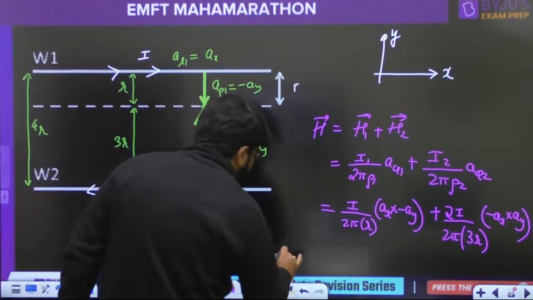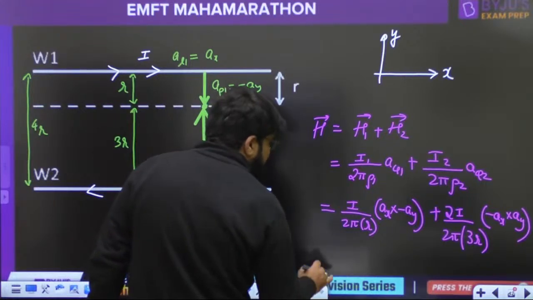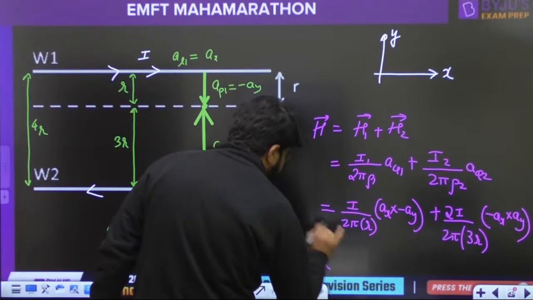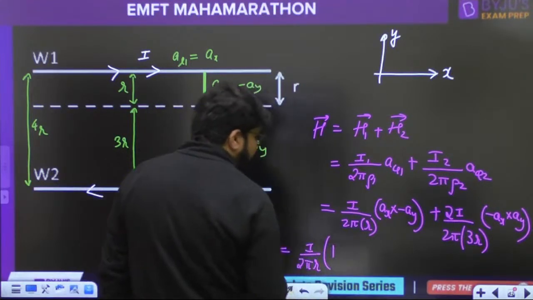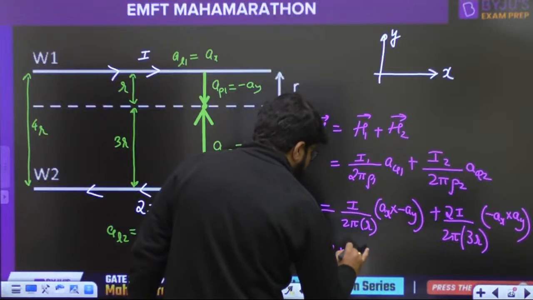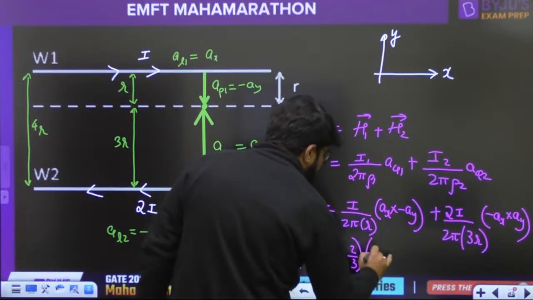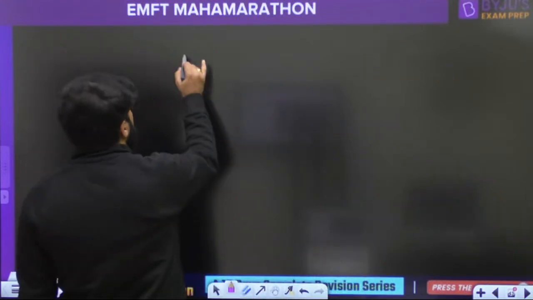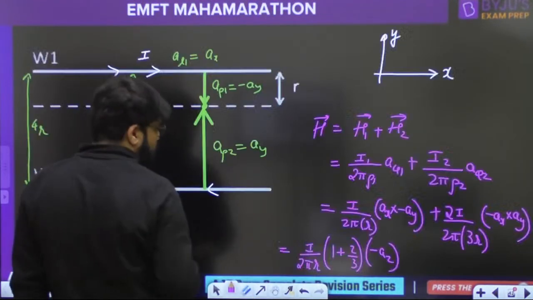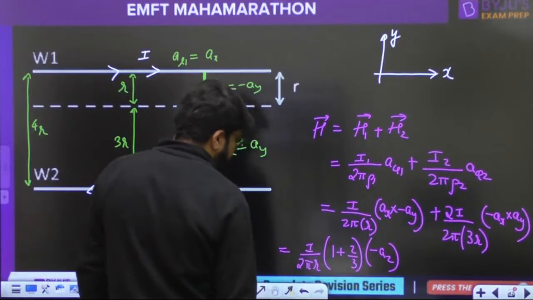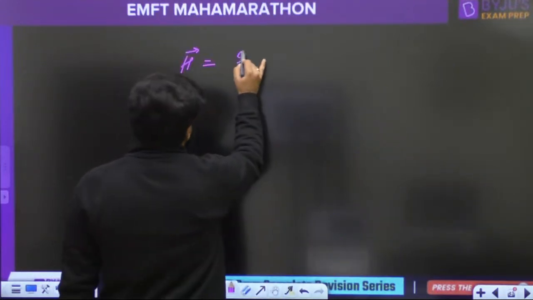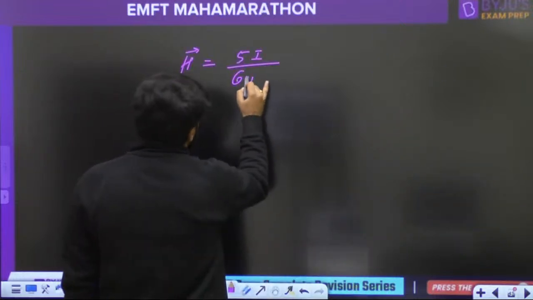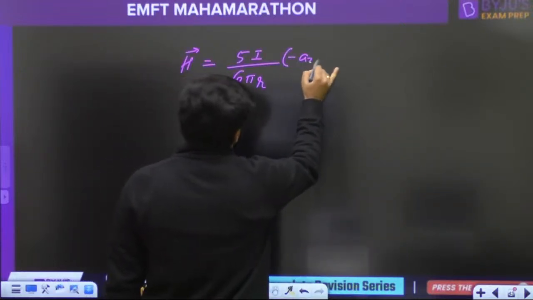What all you can take common? I divided by 2 pi r is common. यहाँ से आया 1. I upon 2 pi r के अलावा what is left is 2 by 3, and minus of x cross y is minus z. So what is the total magnetic field here? The total magnetic field will be 1 plus 2 by 3, हो गया 5 by 3. So 5I divided by 2 pi r into 3 will become 6 pi r, and direction is minus z.